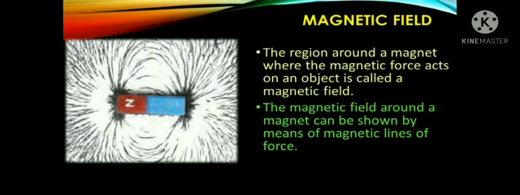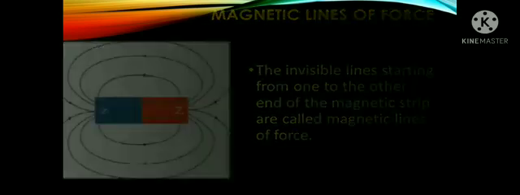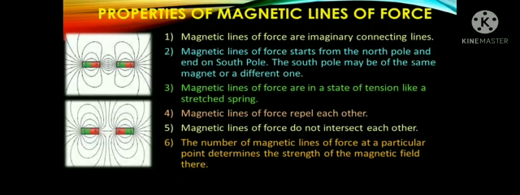Magnetic field. The region around a magnet where the magnetic force acts on an object is called a magnetic field. The magnetic field around a magnet can be shown by the means of magnetic lines of force. Magnetic lines of force. The invisible lines starting from one to the other end of the magnet are called magnetic lines of force.